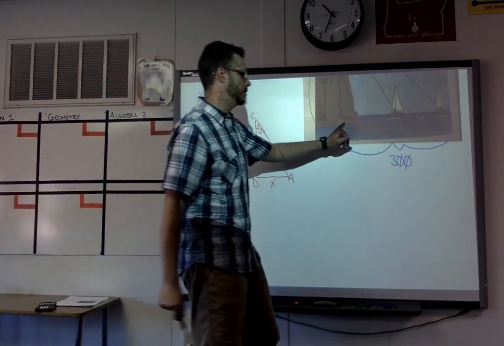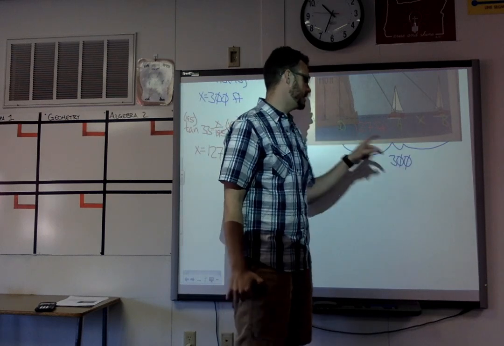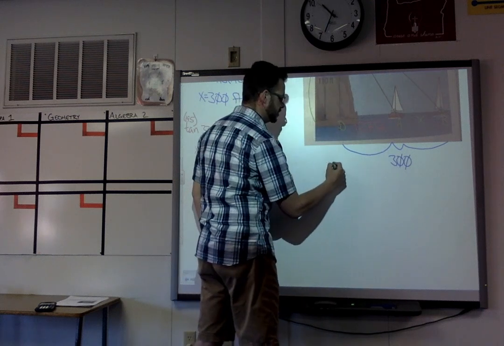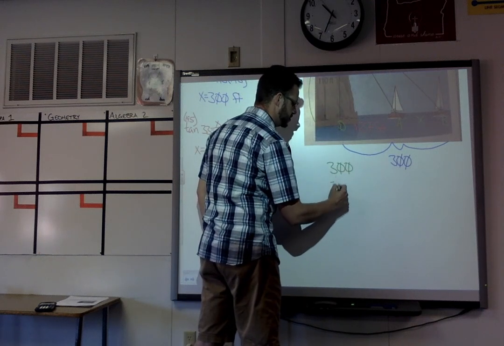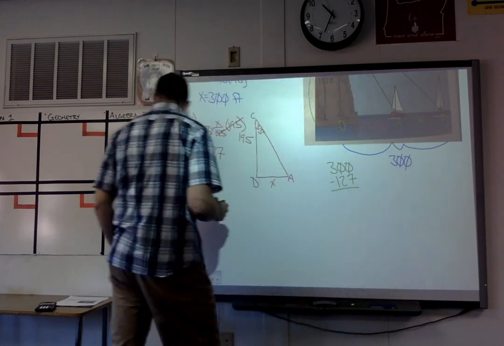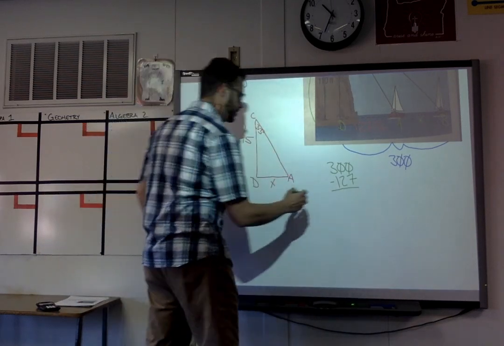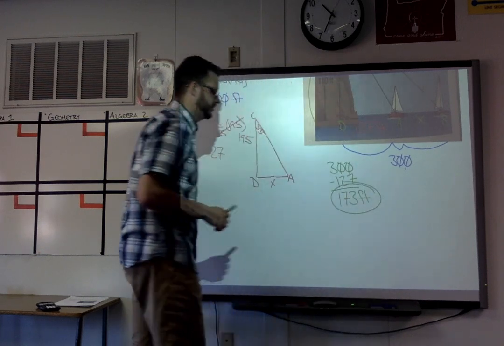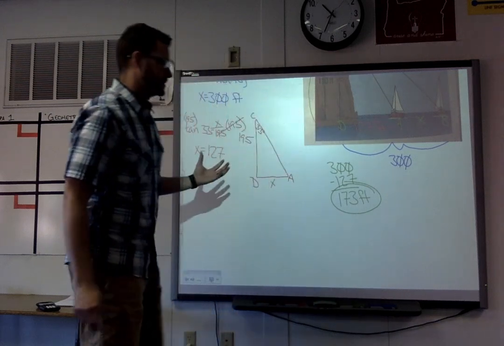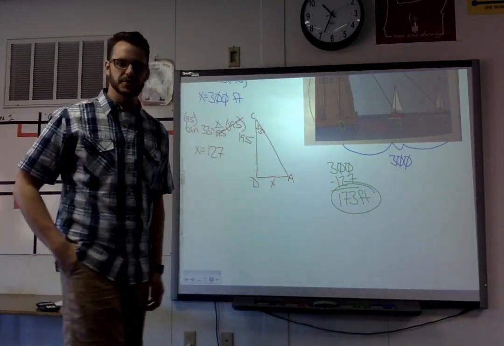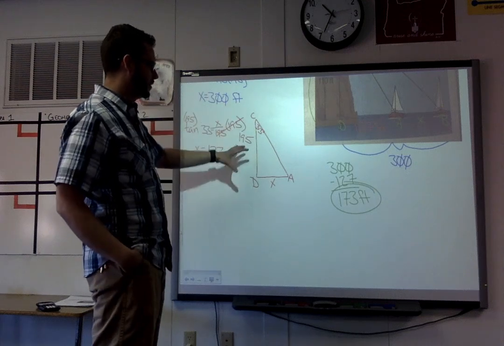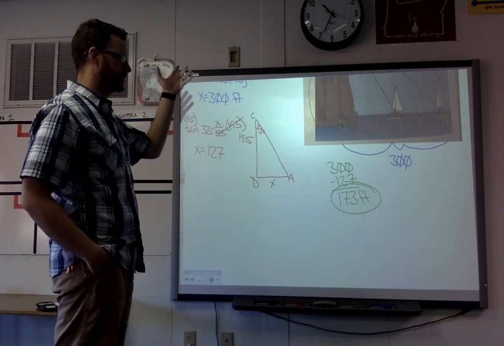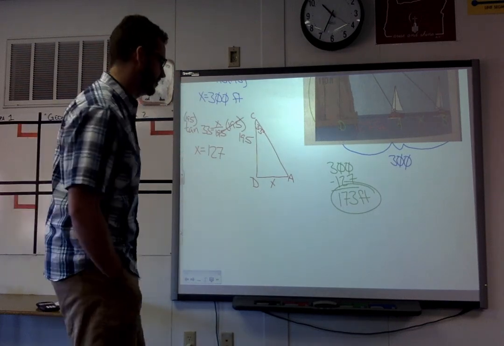So now I know that DB is 300, DA is 127, so I can use subtraction. 300 minus 127, and that is going to give me my length of 173 feet. So again, similar to what we were just doing, just adding in a few steps there, and we were able to find the distance between those two boats just based on a couple different measurements that we were given at the very beginning.